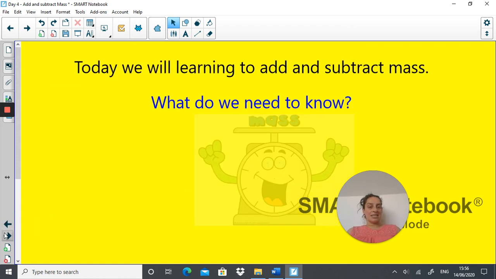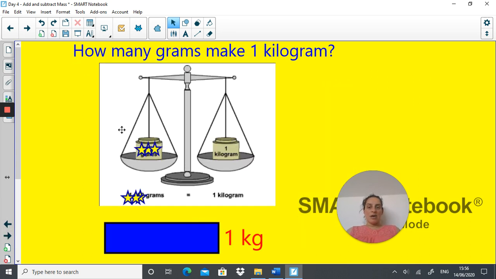Today we're learning how to add and subtract mass. What do we need to know? We'll think about all the strategies we've used for our addition and subtraction problems. We've used part-whole models, we've used the bar model, we've used column addition and subtraction, we've used the grid method. So try and think of all the strategies we've used. So here we go. This should not be too complex.